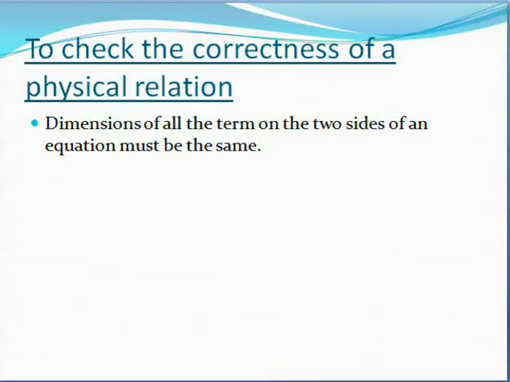Now there is another use of dimensional equation, that is to check the correctness of a physical relation. So dimension of all the terms on the two sides of an equation must be the same. So this is the concept that we use to find out whether a physical relation is correct or not. So suppose for example a relation is given, v is equal to u plus at, where v is the velocity, u is velocity, t is time and a is acceleration.